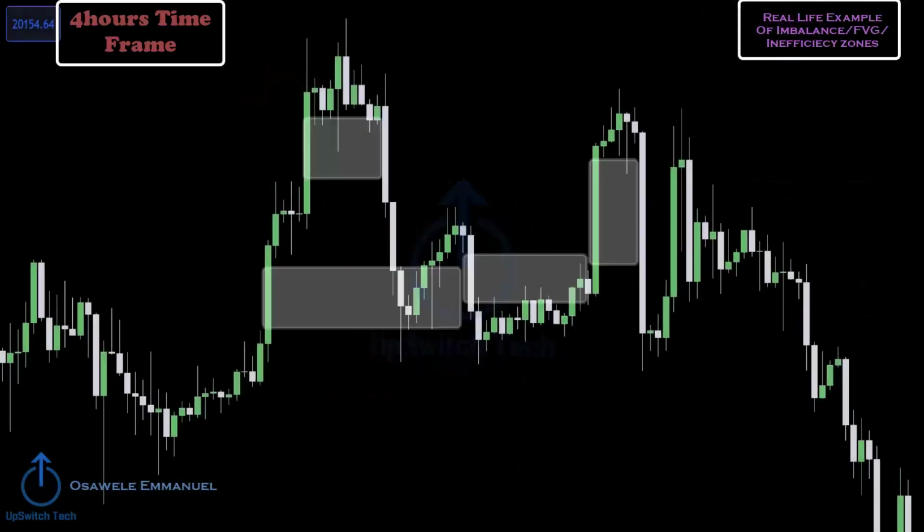Here, you can see imbalance in many places, and how the market price filled them all. You can see how price reacted after filling the imbalance zones.